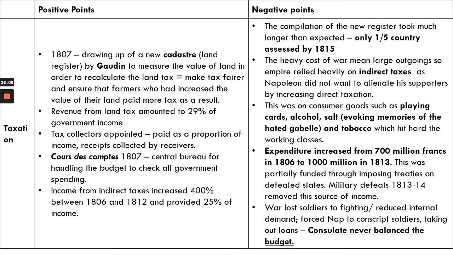Although he did partially fund this by imposing levies on defeated territories, after 1813, when he became less successful, this completely collapsed. He didn't have that source of income. And we could say that because he was always at war, he never balanced the budget. Generally when countries are at war, people aren't spending, are they? So there was a reduction in demand because of war, and the fact that you had all these soldiers taken out of France as well was not good for the economy.